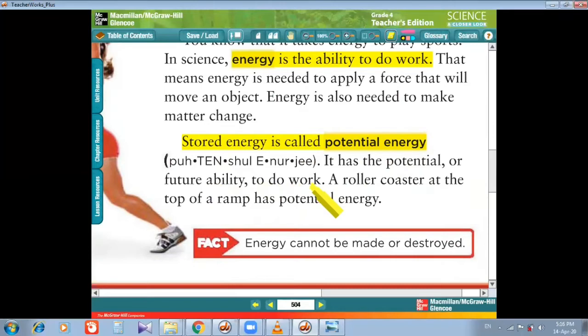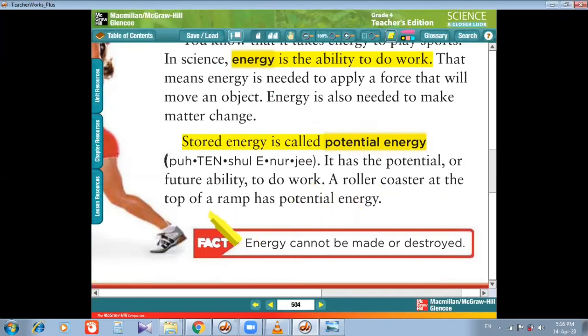It has the potential energy, or future ability, to do work. It means that right now, if something has stored energy in it, that thing is not using that energy. With this energy, it can do work later on. So that energy is called potential energy.